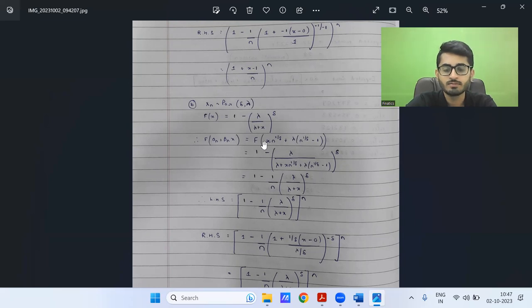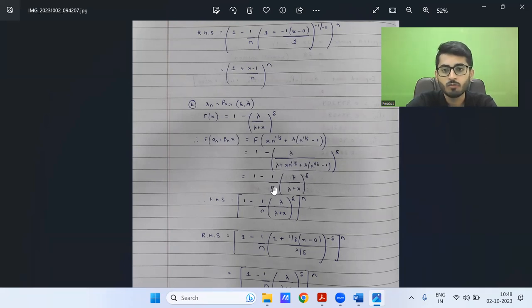Now with an x plus bn, I substitute the values of an and bn, I get this. So instead of x, I have this term. So in the denominator, I put this entire thing. Now you will see that one term will be getting cancelled out, which is lambda, and then there comes a minus lambda over here. So it will be x n to the power 1 by delta plus lambda into n to the power 1 by delta.